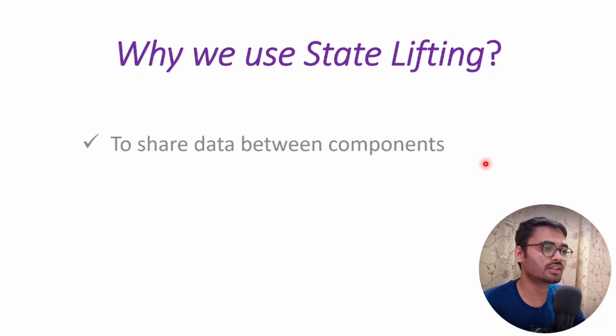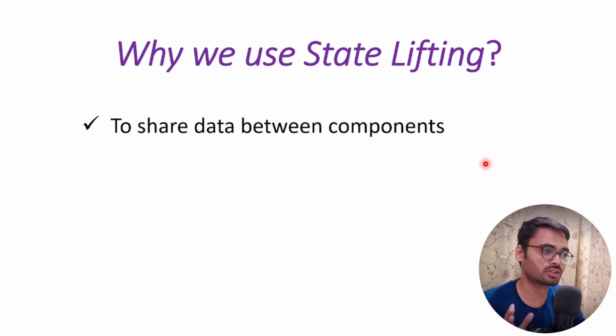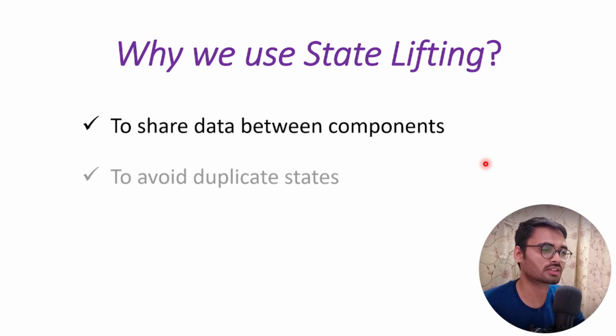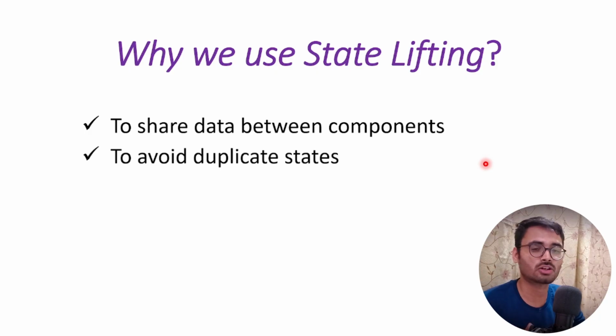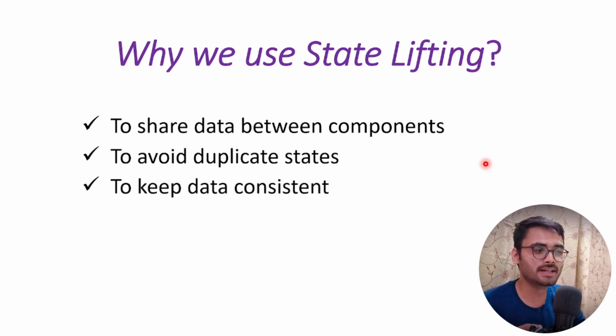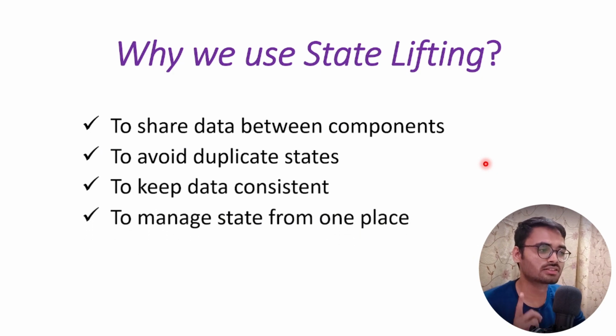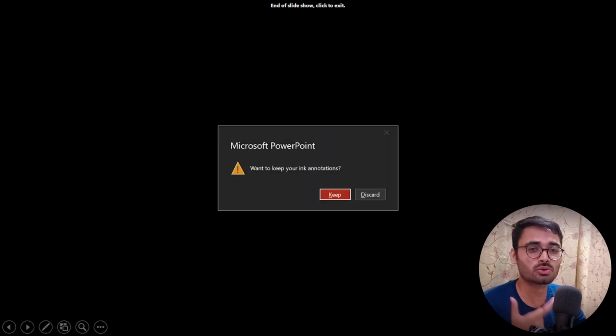We use state lifting to share data between two or multiple components, to avoid duplicate states. Otherwise we need to create duplicate states and they will not sync, so that will create an issue. It keeps data consistent, and we manage state from one place only and all other components will receive it. So that's why. Now let's move to the coding part.